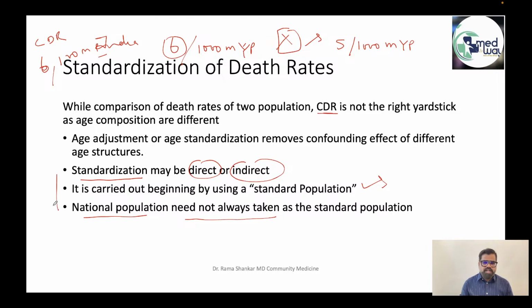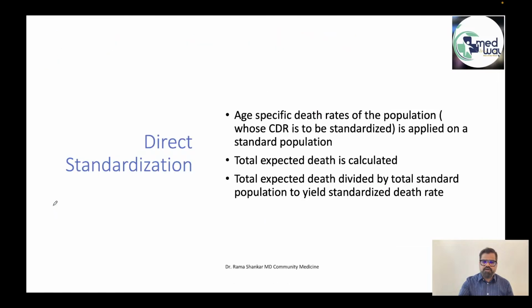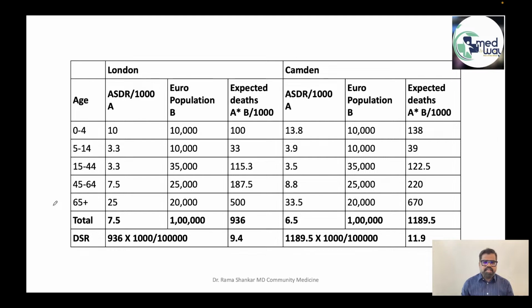So now we'll try to understand direct and indirect standardization. Please focus here. I'll go directly to direct standardization and explain. Now please try to focus on this slide. I have taken two cities, London and another city, Camden. I want to compare the death rate of London with Camden. London crude death rate is 7.5, Camden crude death rate is 6.5. So if you see, students, 7.5 and 6.5, easily anyone can say Camden is performing better than London.